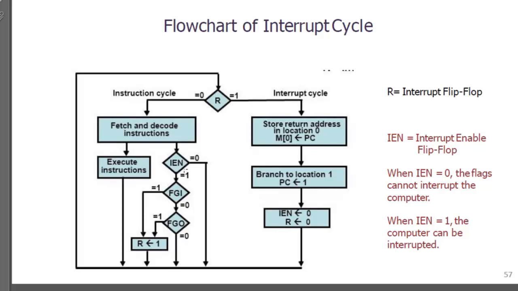If IEN, that is the interrupt enable signal, is 1, control checks the flag bit. If both flag bits are 0, then the normal execution of the computer instruction will take place. Otherwise, if the interrupt enable is 1, then it will check the value of FGI, that means flag input.